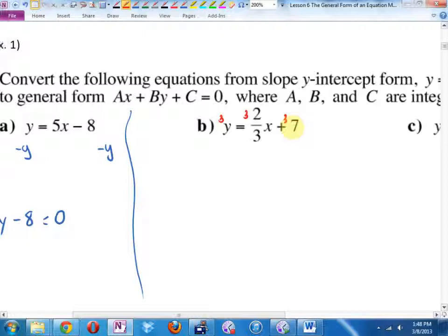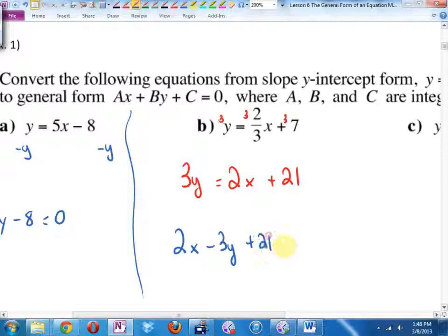And I'm going to get 3y equals 3 times 2 divided by 3, 2x plus 21. Now I'll make it equal to 0. How? Can we go straight to the answer? There's going to be a 2x, yes? What else is going to be over on that side? A negative 3y, a positive 21.